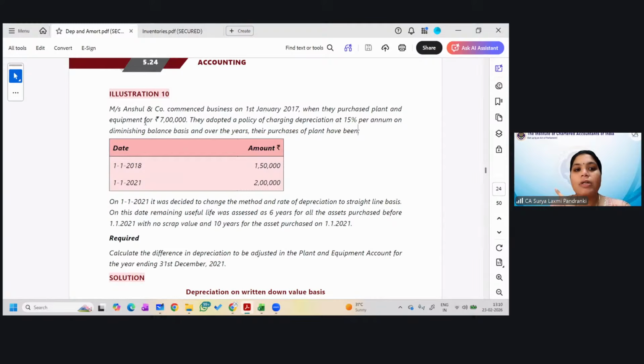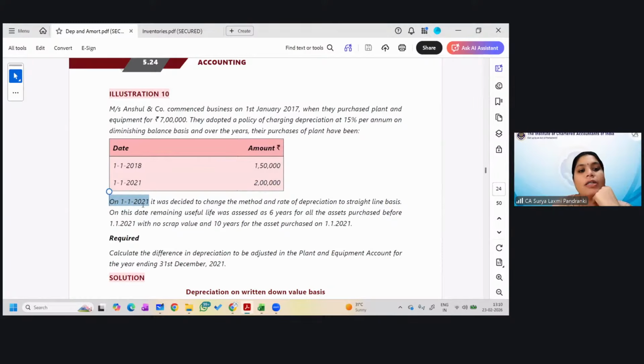Over the years, the first plant was purchased on 1st January 2017 for 7 lakhs. Next, they purchased on 1/1/2018 for 1 lakh 50,000. Then again in 2021, they purchased for 2 lakhs. So there are 3 different machines here, correct?